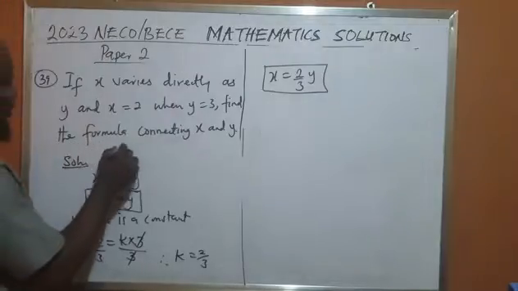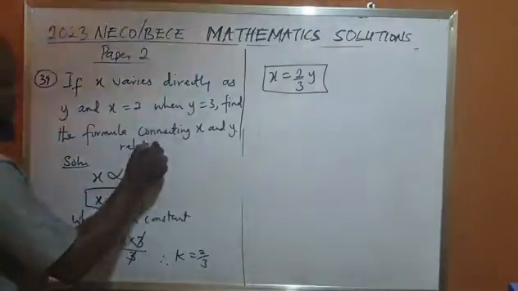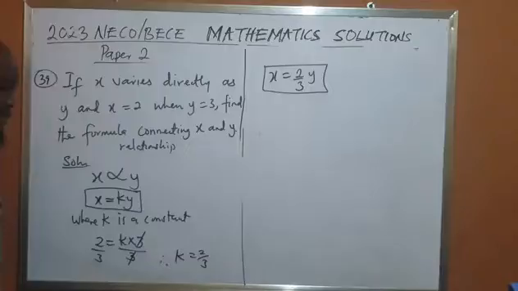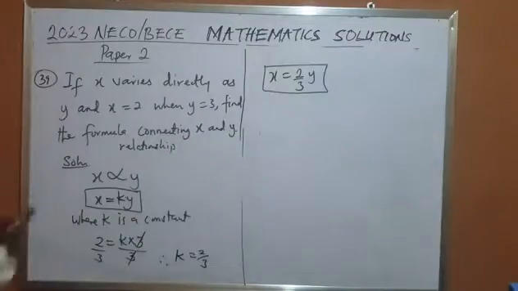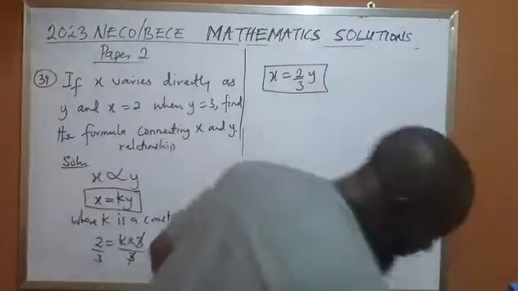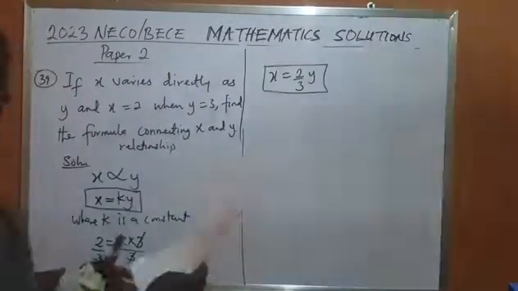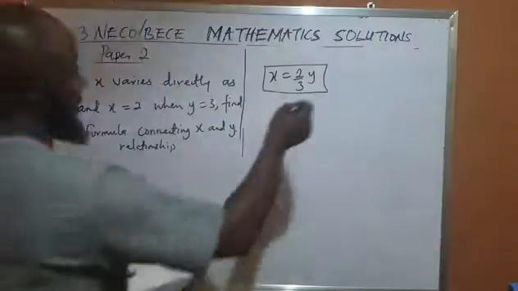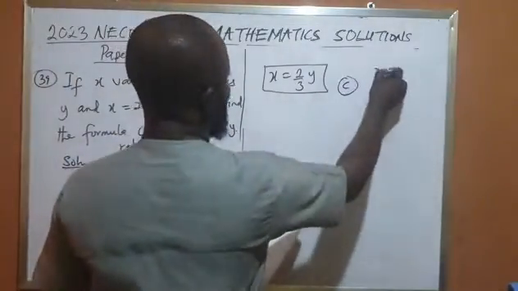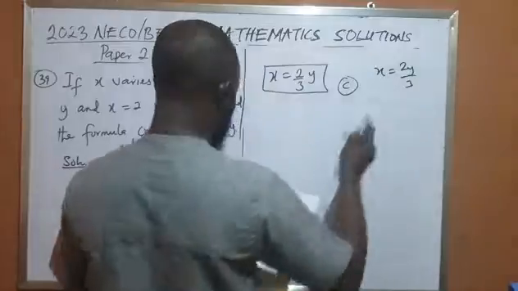So this is the formula connecting them. Sometimes they will not put it as formula; they will say find the relationship between the variables, or find the formula connecting the variables, and so on. That is option C: x equals 2y over 3, which is the same thing.